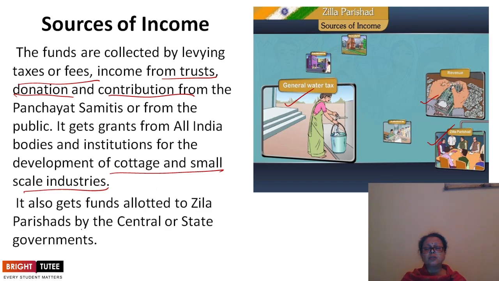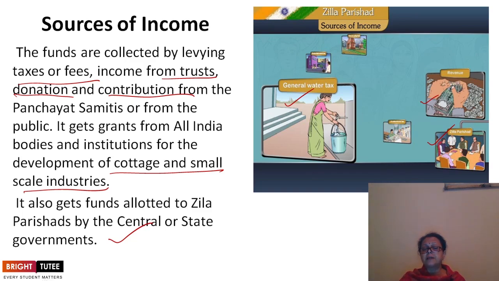Every year the central government also plans a budget for the development of the villages. So in that form also it comes to them. It also gets funds allotted to Jila Parishad by the central or the state governments. Every year when the budget is passed, some of the amount is allocated as a developmental program for the villages, and it comes to the Jila Parishad. So this is about the sources of income of the Jila Parishad.